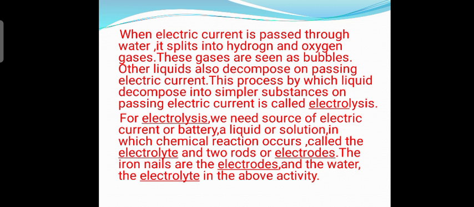When the current is passed through water, it splits into hydrogen and oxygen gas. These gases are seen as bubbles. Other liquids also decompose on passing electric current. This process by which a liquid decomposes into simple substances on passing electric current is called electrolysis. For electrolysis, we need a source of electric current or battery, a liquid or a solution in which the chemical reaction occurs, which is also called an electrolyte, and 2 rods or electrodes. The iron nails are the electrodes and the water is the electrolyte in the above activity.